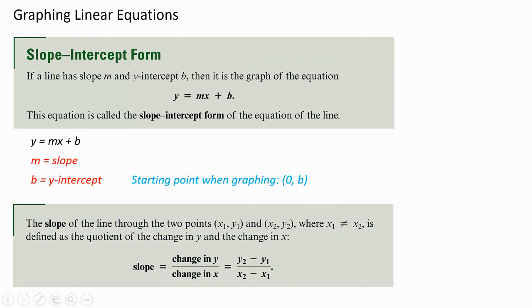Now, the slope of a line through 2 points, x1, y1, and x2, y2, where x1 cannot equal x2, is defined as a quotient of the change in y and the change in x. So this is a formula for the slope, or the m. m equals y2 minus y1 over x2 minus x1. Also the rise over the run. This is to find my slope.